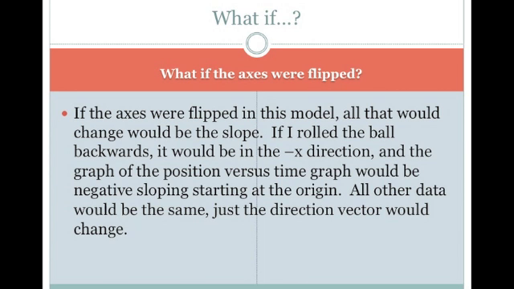Now I will discuss some theoretical questions regarding the experimental design. The first one being, what if the axes were flipped? If the axes were flipped in this model, all that would change would be the slope. If I rolled the ball backwards, it would be in the negative x direction, and the graph of the position versus time would be negative sloping, starting at the origin. All other data would be the same, just the direction vector would change.